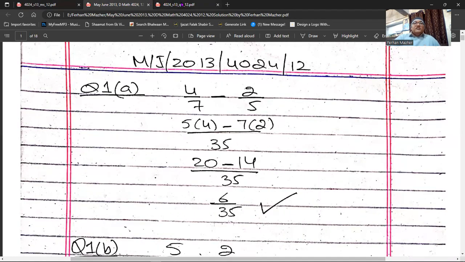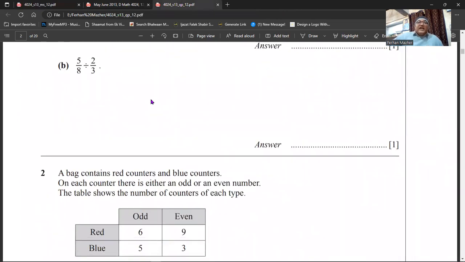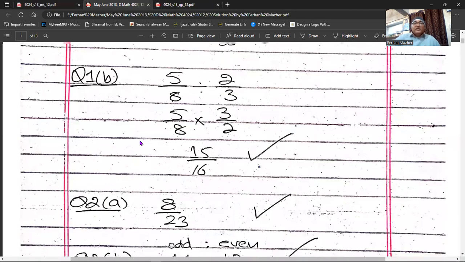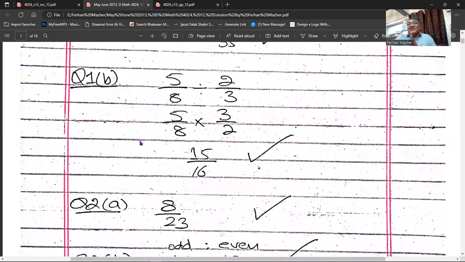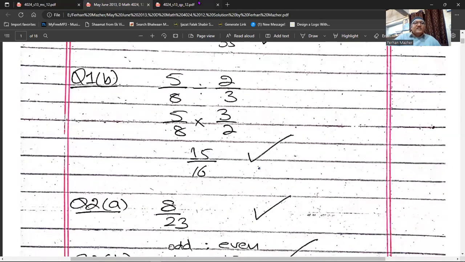This is the solution. Question number 1B, 5/8 divided by 2/3. Two fractions, they are dividing. I will convert this divide sign into a multiply sign, and this fraction will flip. It will reciprocate. So 5/8 multiplied by 3/2. Numerator multiplies with the numerator, denominator multiplies with the denominator. So you will get 15/16, which is the right answer.